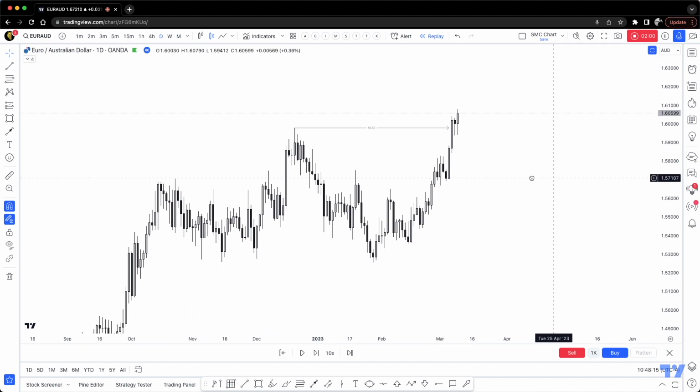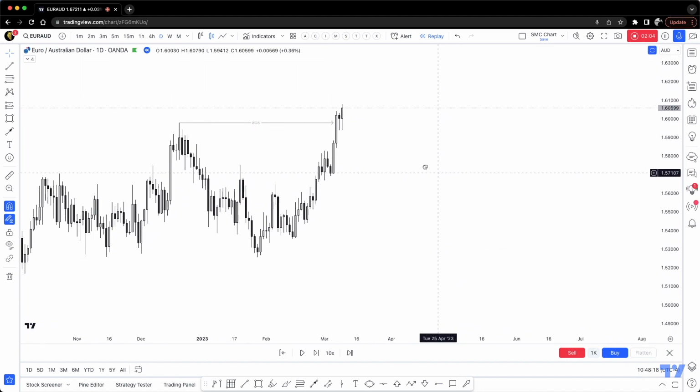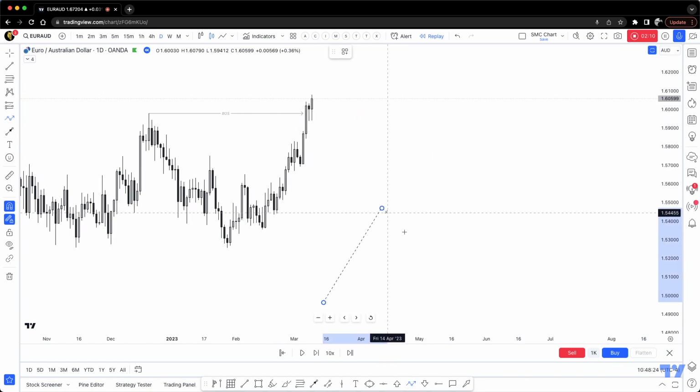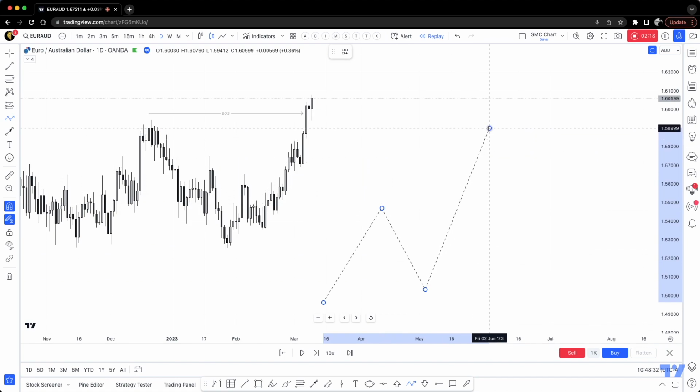Now, one thing I normally do, if I know there is a BOS, let me explain. If I know the price has recently broken that previous high right there, what am I expecting? Just ask yourself this question. What are you expecting after a break like that, after having an impulse? We're expecting a pullback, a correction, right?